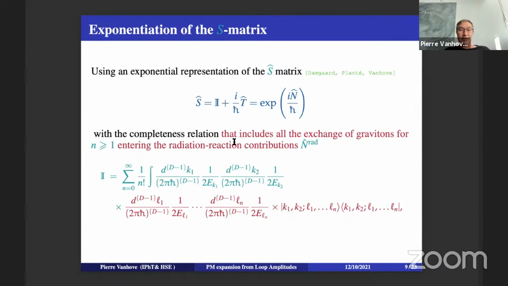So in a sense, that led us to rethink what the exponentiation of the S matrix actually is. As an operator, the S matrix is the identity plus the scattering matrix, but you can write it in terms of the exponential of an operator we call N divided by h-bar. Of course, the unitarity of the S matrix imposes some reality conditions on the eigenvalues of this operator, fine. But you also have to specify the completeness relation.